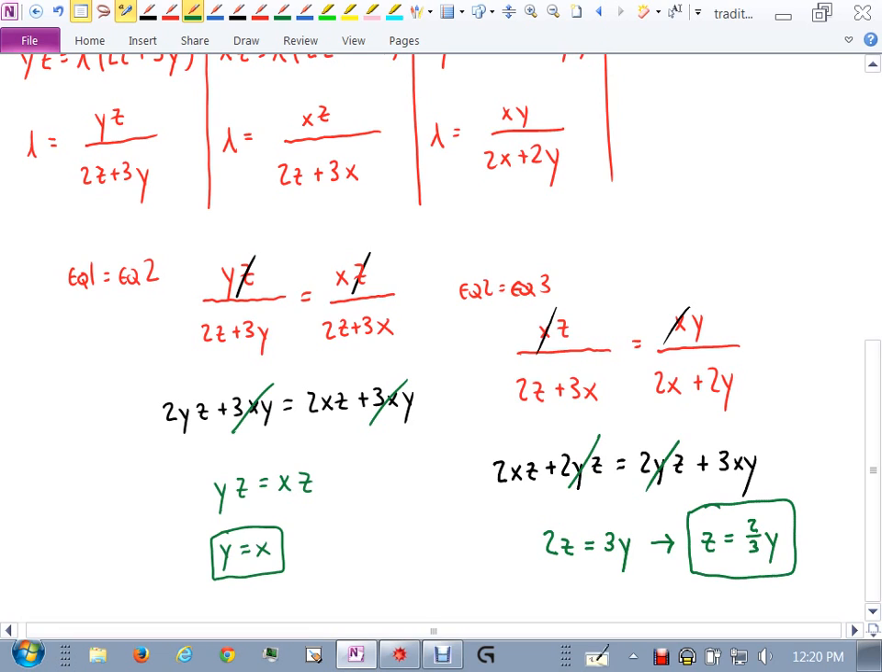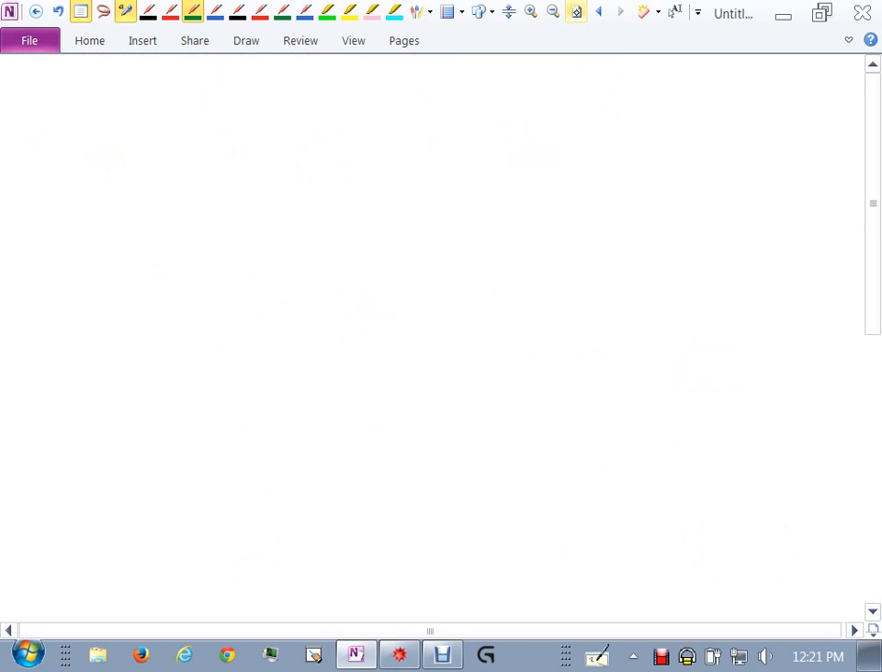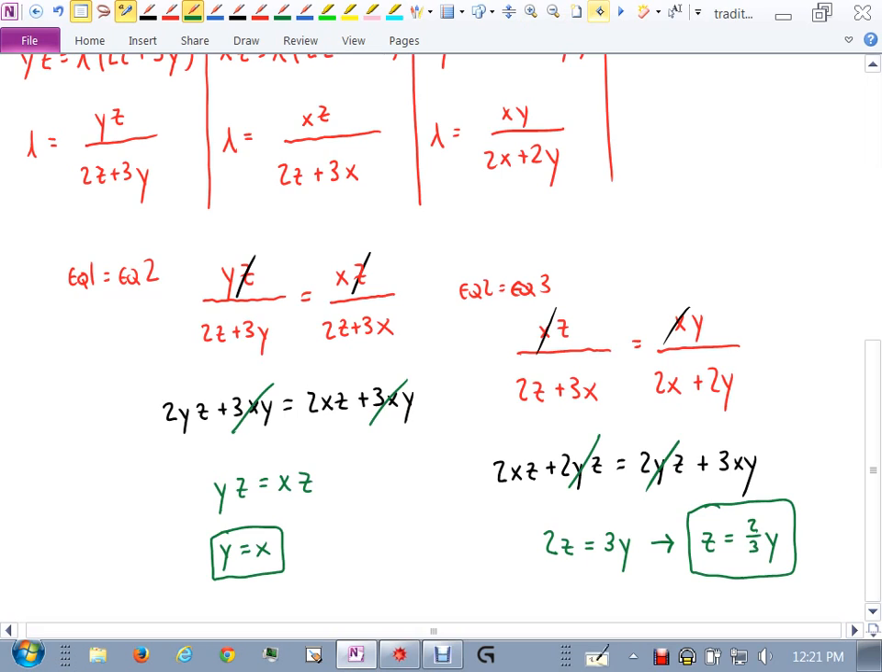But y was what? Y has to be x. So I could replace z with 2/3 x, right? I could replace y with x and just leave x as x and go to my constraint, can't I? So now let's go to my constraint. Z is 2/3. No, 3/2. I divided wrong. Minus 18.